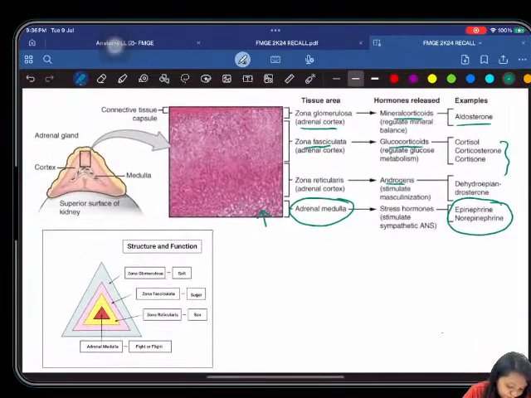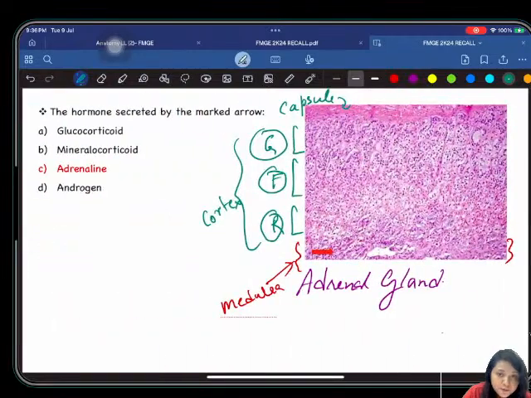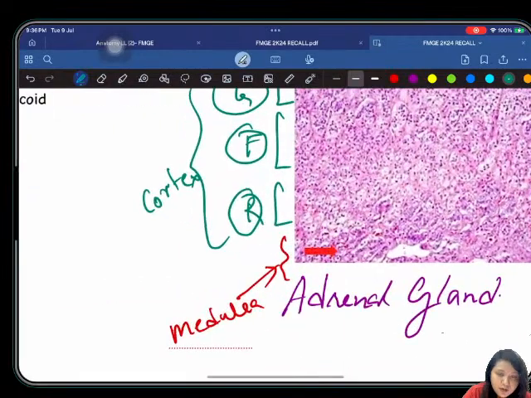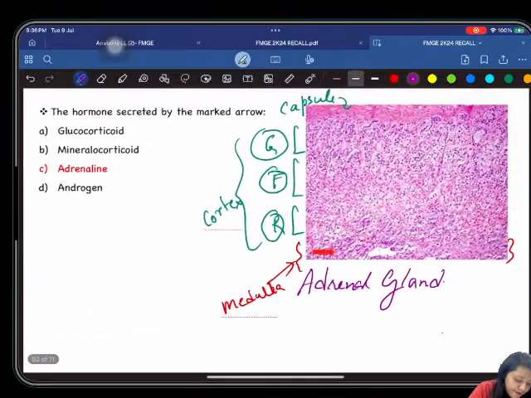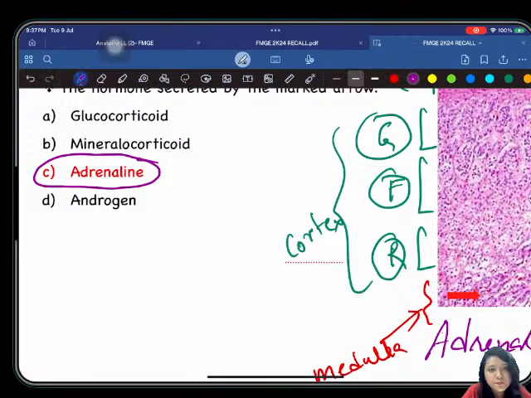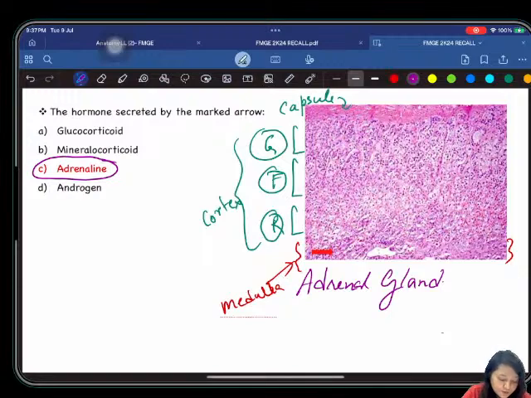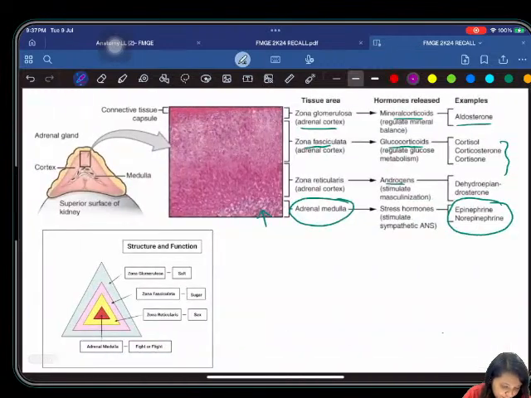Okay. So as you can see here, they have given the arrow on the lowermost part, that is the adrenal medulla. They have marked the adrenal medulla. So the answer will obviously be adrenaline and noradrenaline. So the answer here is adrenaline. Okay. So it's very easy, this adrenal gland question that has come, very easy.